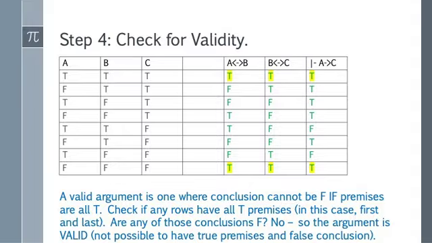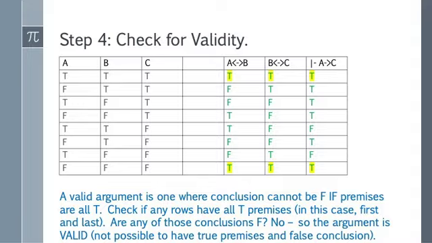Okay, the next step is to check for validity, because what we're doing with truth tables is trying to find out if this is a valid argument or not. A valid argument is one where the conclusion cannot be false if the premises are all true. So all you have to do is check if any of the rows have all true premises, right? We're not concerned with the other rows. Notice the rows that are not highlighted. Why are we not concerned with those? Because they don't have all true premises.